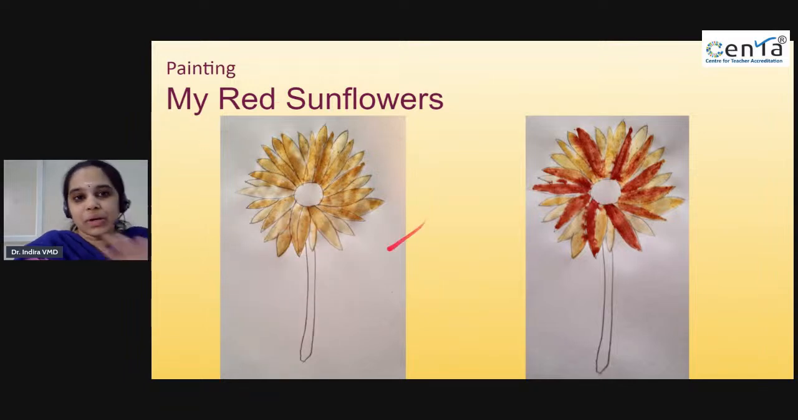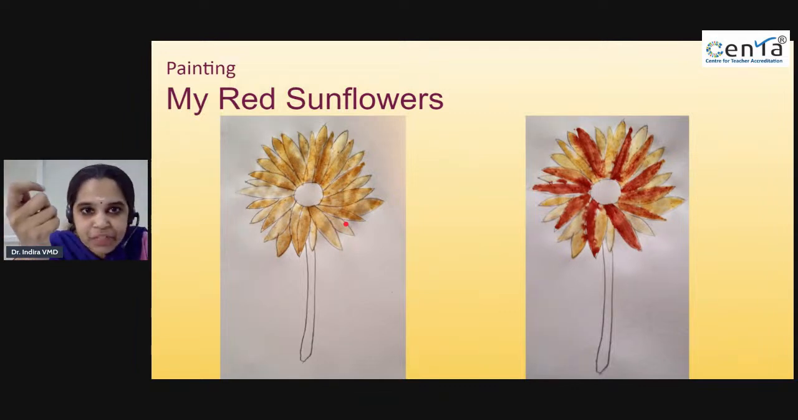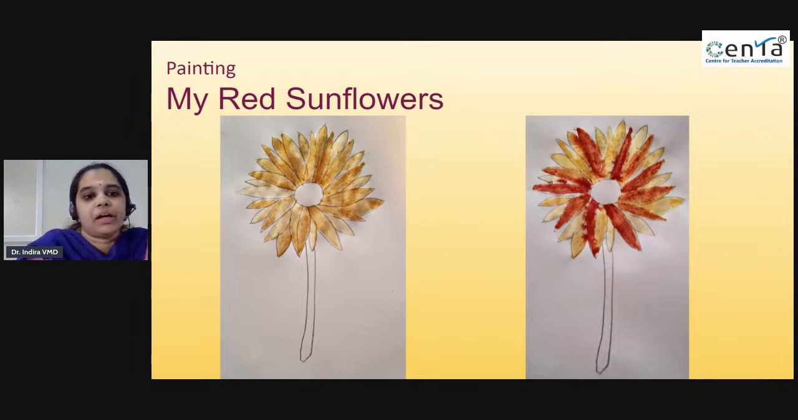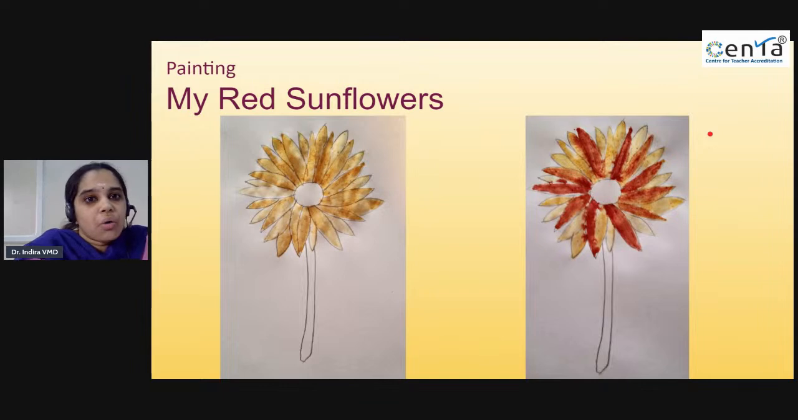So, here, I'll just turn on the laser pointer. If you look at the picture on the left hand side of the screen, this particular sunflower was painted using turmeric. Okay, turmeric, haldi. And the sunflower, some of the petals that you see on the sunflower on the right, it's the same sunflower. What we did, my students and myself, was to mix detergent and then paint those particular petals with detergent.